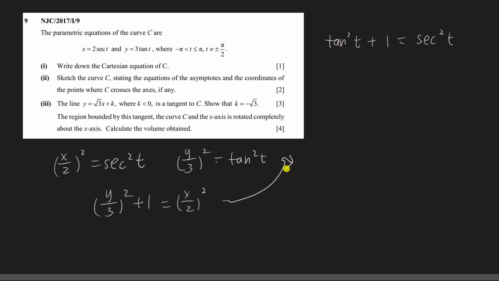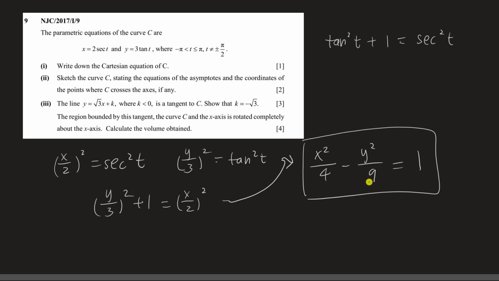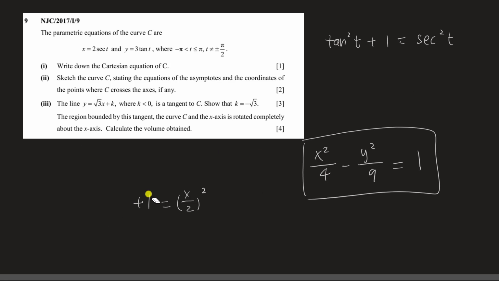Simplifying it further would give me x over 2 whole thing square, which is x square over 4 minus y square over 9 equals to 1. This, from the topic of conics, would give you a hyperbola. So let me delete all this and sketch the curve C, stating the equation of the asymptote and the coordinates of the point where C crosses the x-axis, if any.